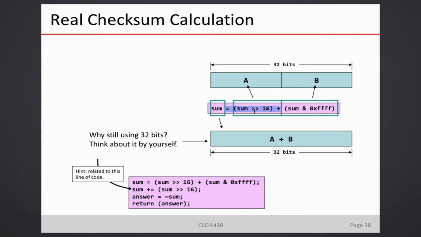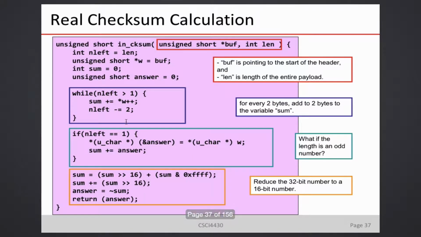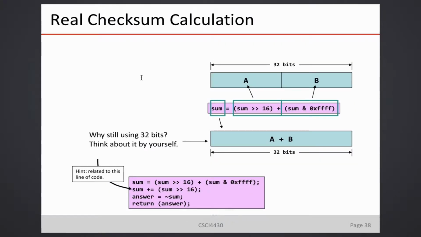And why do we keep this in the sum variable but not the answer variable? So what is the answer variable? The answer variable is 16 bits. Now I already know that after this operation, I take the lower 16 bits plus the higher 16 bits and add them together. Why don't we use the 16-bit storage to store this result, but still use the sum variable?